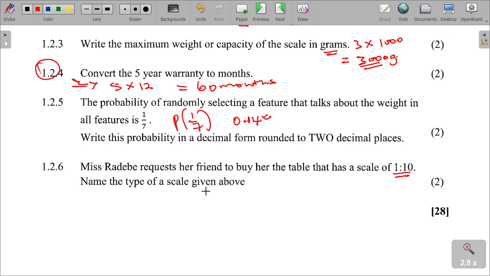This scale is obviously what? It is a number scale. This is a number scale, because the numbers are actually there. This is the number scale that is used in this case.